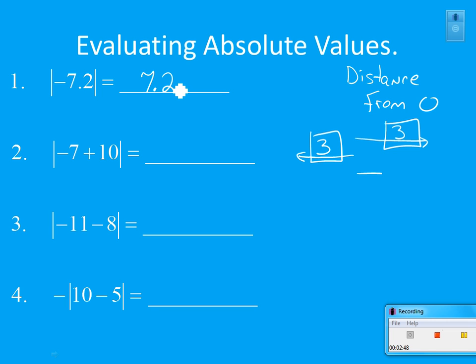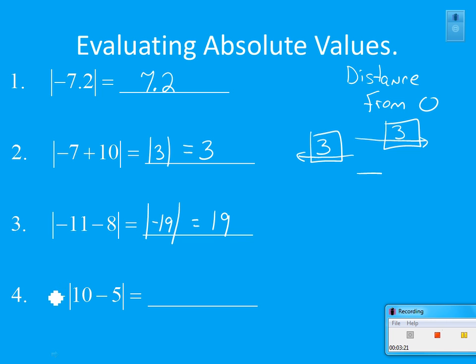Number 2, I got negative 7 plus 10. If I simplify what's inside the absolute values, I get the absolute value of 3. And the absolute value of 3 is 3. On my number 3, if I simplify negative 11 minus 8 first, I'm going to get the absolute value of negative 19. The absolute value of negative 19 is positive 19. So pretty easy so far.